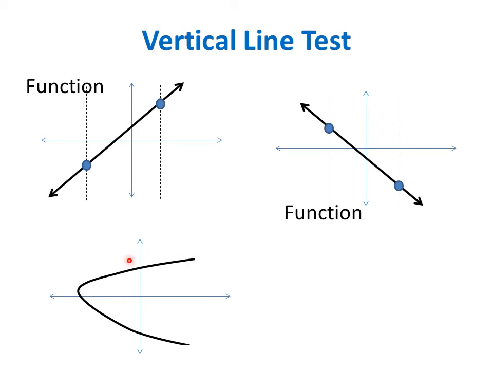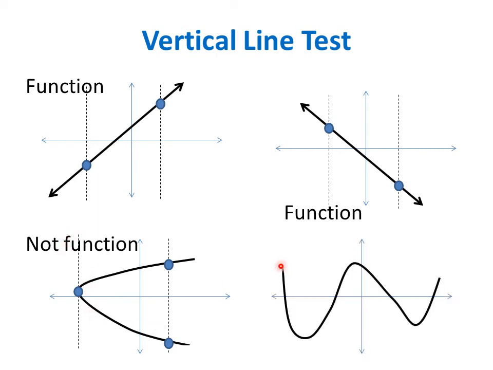Next, what if we have a curve like this one? Okay, if we draw a vertical line to the left of the y-axis, we can have this point of intersection. So we only have a single point of intersection. But if we draw a vertical line to the right of the y-axis, we have two points of intersection. Therefore, since this vertical line has two points of intersection with the graph, this graph does not represent a function.